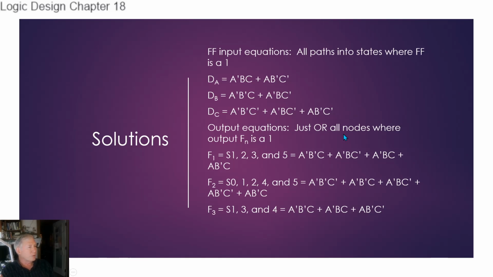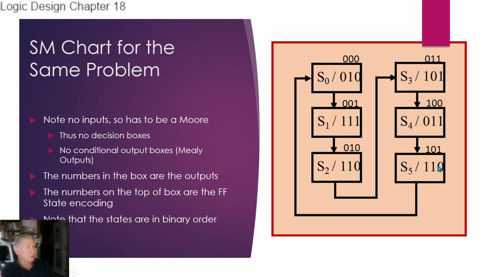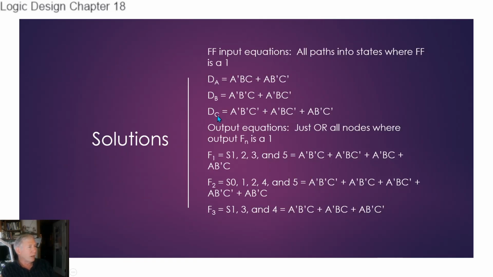It turns out for the C that there are 3 nodes where C is a 1. Here, here, and here. And so we have to OR 3 terms together. And so this one comes from A prime B prime C prime. This one comes from A prime B C prime. And this one comes from A B prime C prime. So that's it. That takes care of our DA, DB, and DC inputs for the 3 flip-flops that are going to hold our present state.